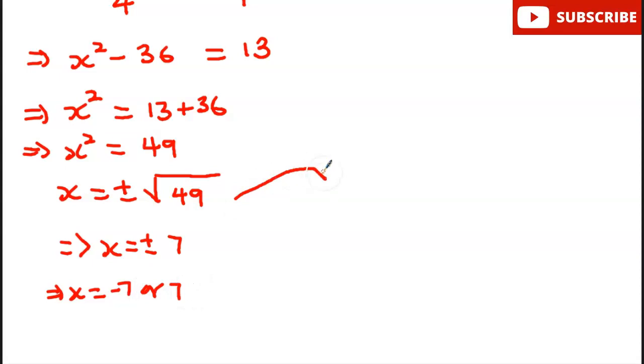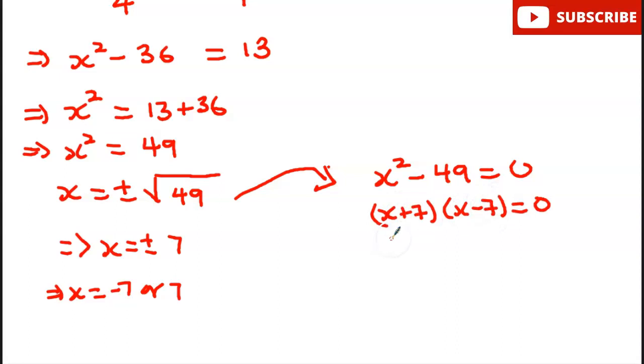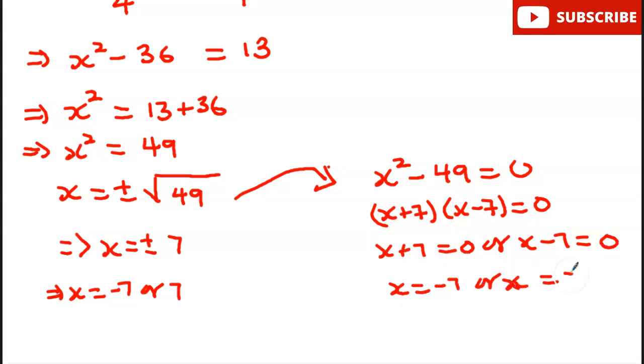And at this point, you can also do it this way: x squared minus 49 equal to 0, difference of 2 squares. And this will be x plus 7 times x minus 7. And this implies that x plus 7 is equal to 0, or x minus 7 is equal to 0. So we find x in each case. In this case, x is minus 7, then x is positive 7. Okay, so whichever way you do it, you still get the same answer.